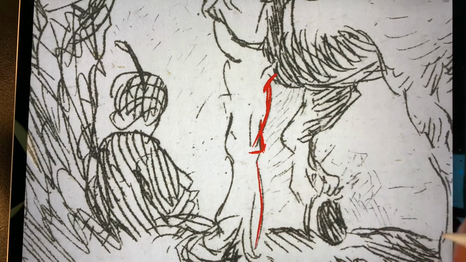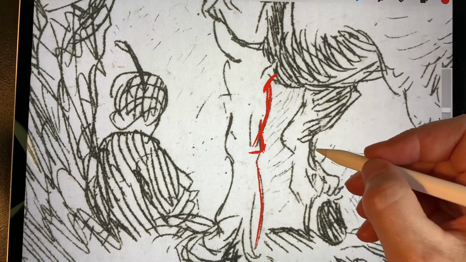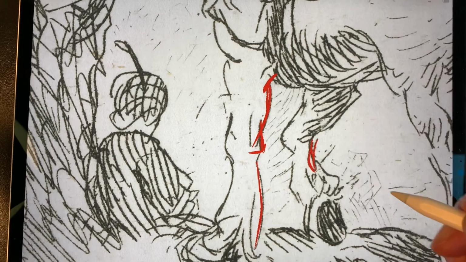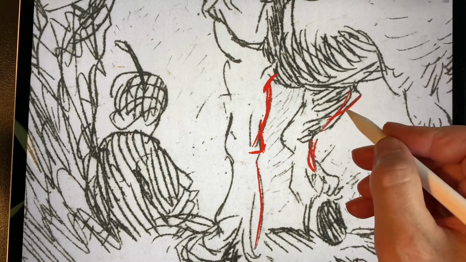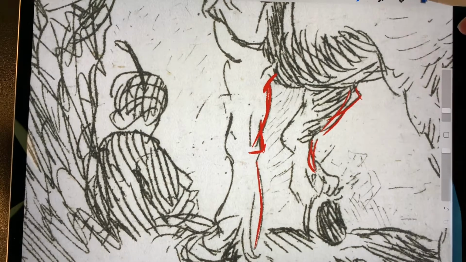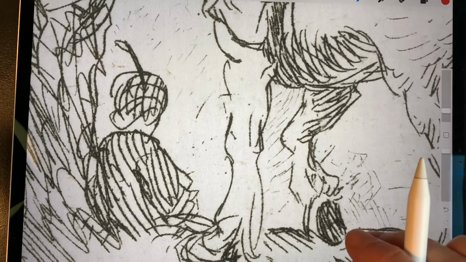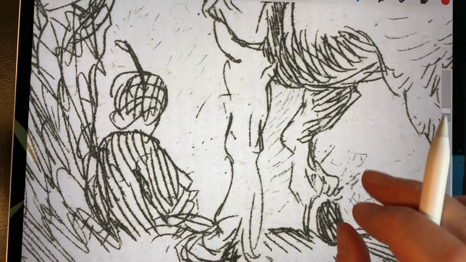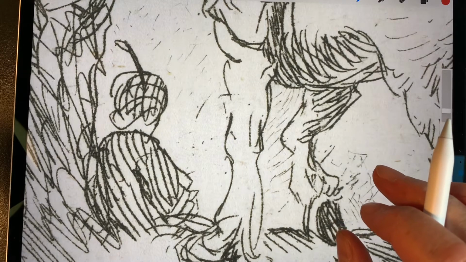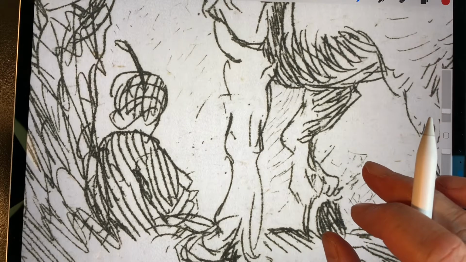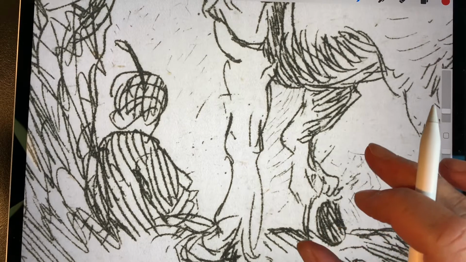Here I have one stroke. I have many strokes here. I have even more strokes here. So those are line bundles. The second rule goes hand in hand with the first rule. While we let the line flutter with the first rule, we balance it out with the second rule.